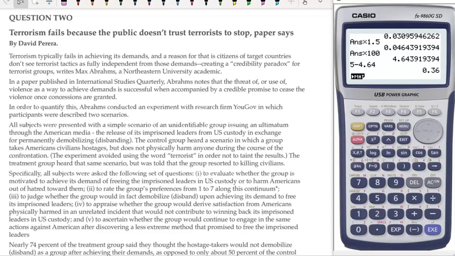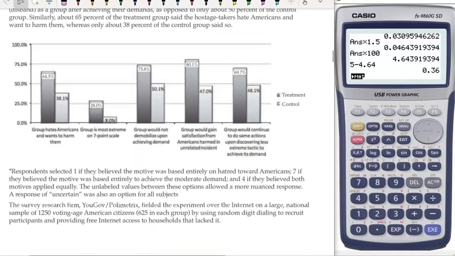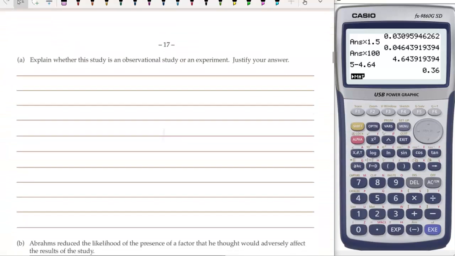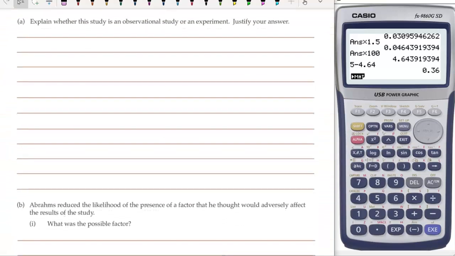Okay, let's take a look at question 2. Again, I'm going to assume that you have read this from your workbook, and then we'll go straight into the questions. So we need to explain whether this study is an observational study or an experiment. Well, an observational study needs to be taking data from things that are currently happening and existing within your demographic, and that's not what's happening here.